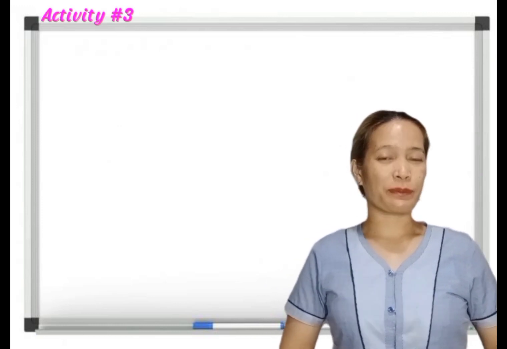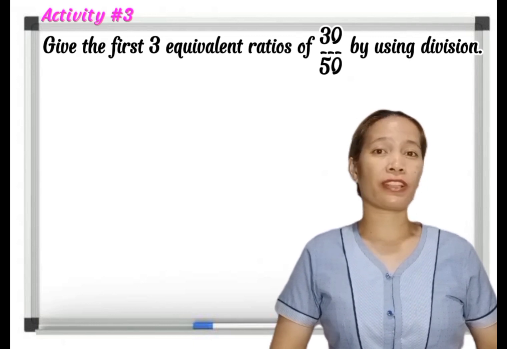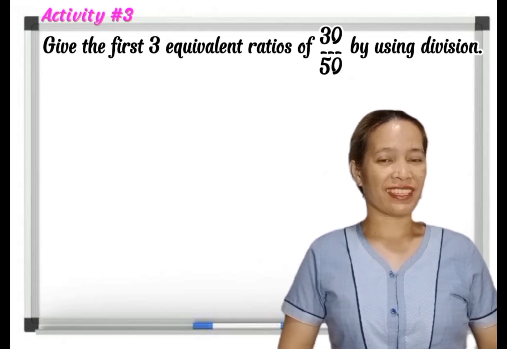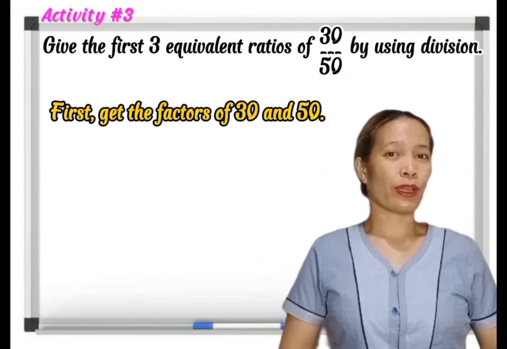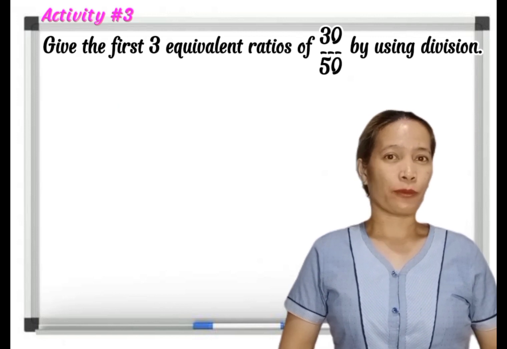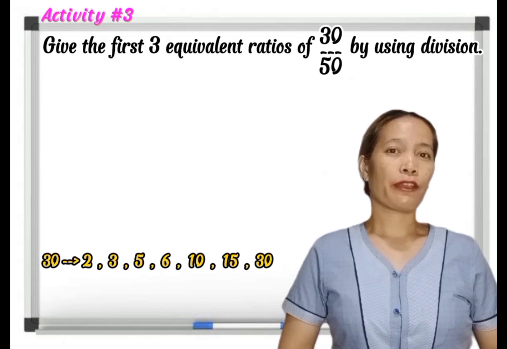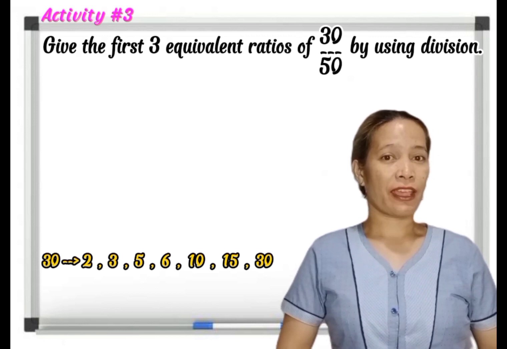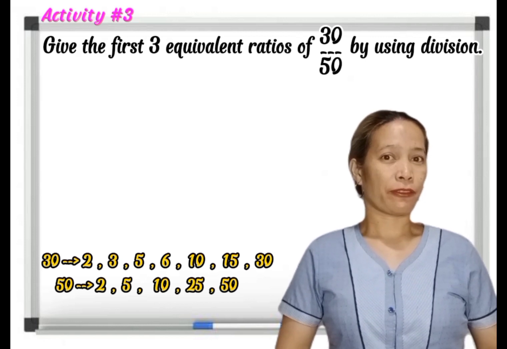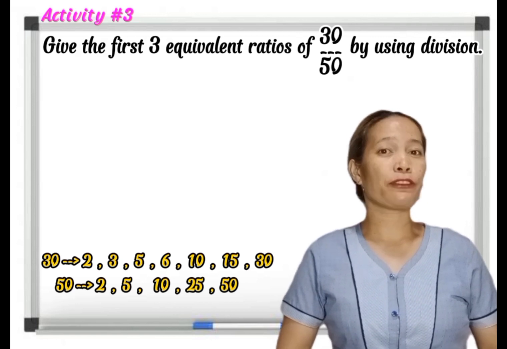Let's have activity number 3. Give the first 3 equivalent ratios of 30/50 by using division. Okay, so first we are going to get the factors of 30 and 50. What are the factors of 30? Those are 2, 3, 5, 6, 10, 15, and 30. While 50, the factors are 2, 5, 10, 25, and 50.